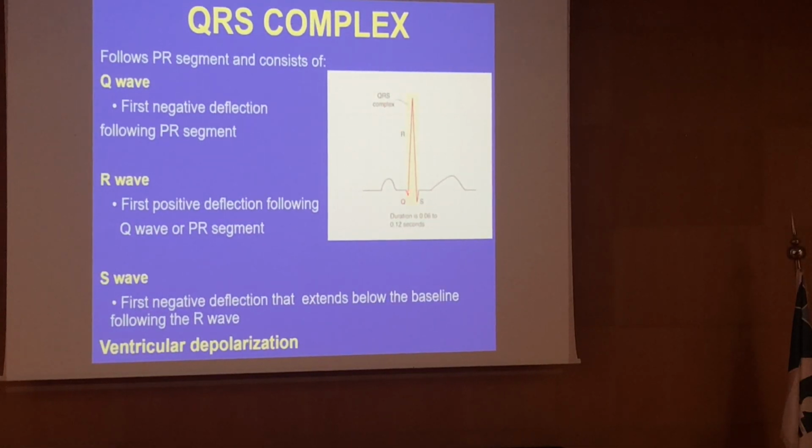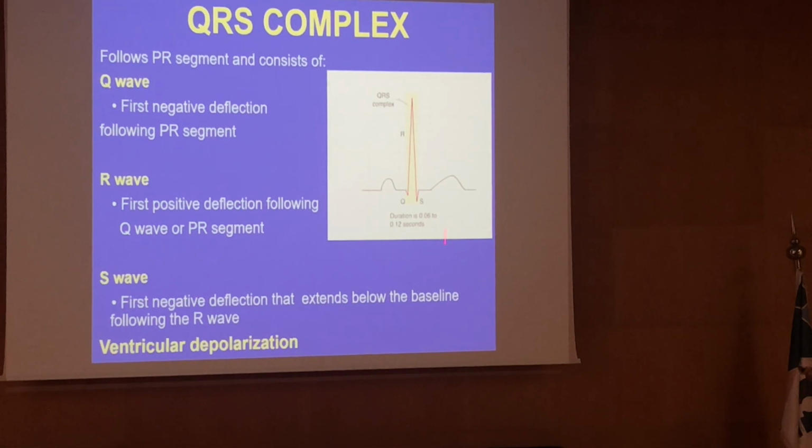Q, by definition, is the first negative deflection after the PR segment and after the P wave. R is the first positive deflection. S is the first negative deflection following the R wave. Not every time will we have a QRS complex. Most of the time we may have only R. We still call it QRS complex, but the Q and the S are not there, so it is only R, but we call it QRS complex.